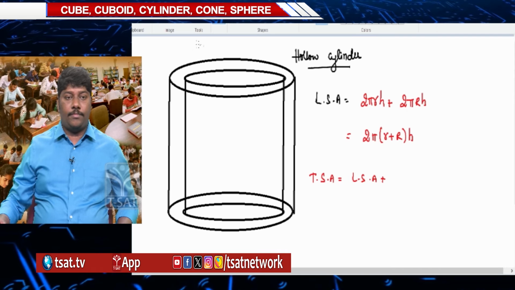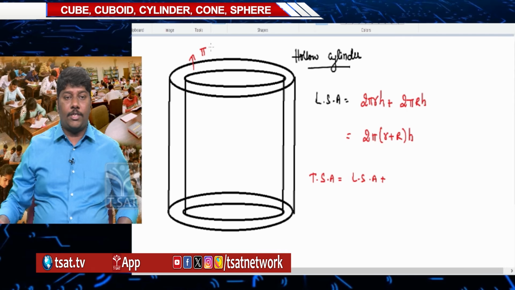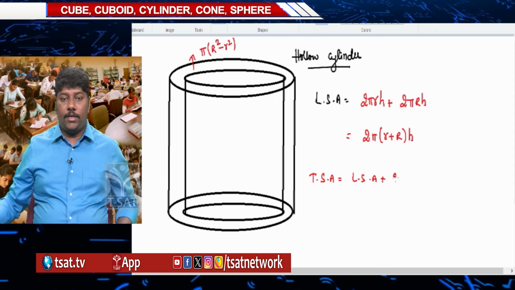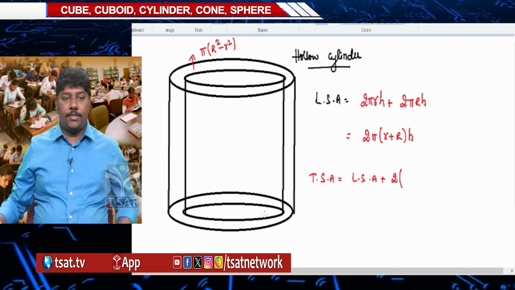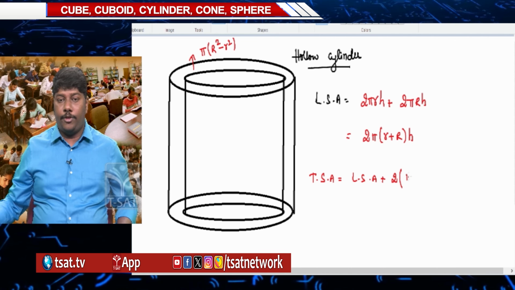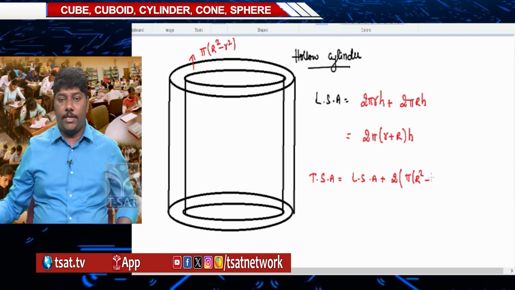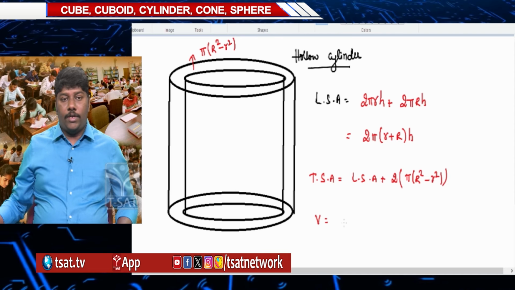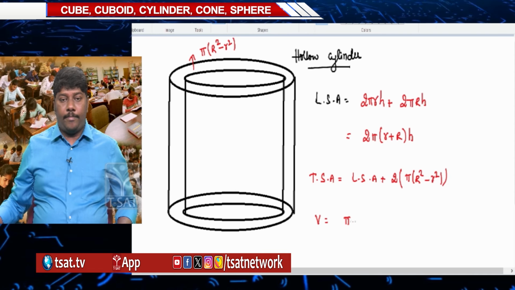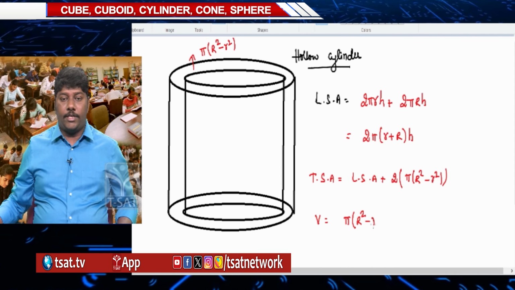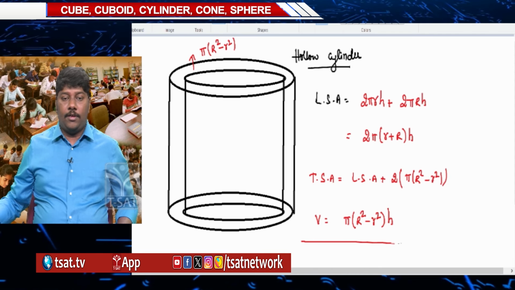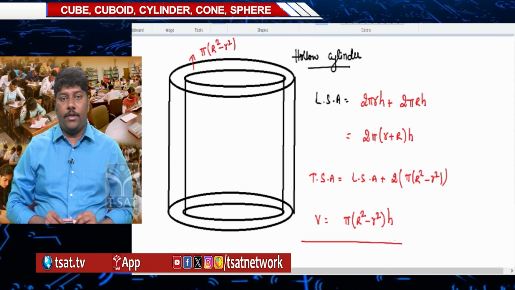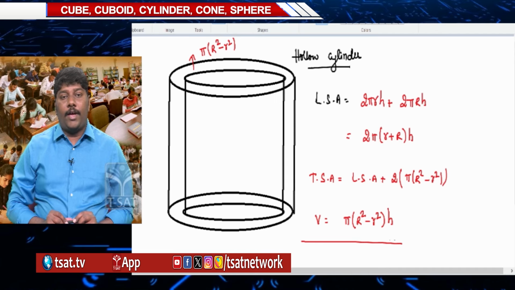When it comes to total surface area, you add the lateral surface area. There are 2 rings. The area of a ring is pi into capital R square minus small r square. There are 2 rings, one is the upper ring and the other is the ring below. So, 2 into pi into capital R square minus small r square. When it comes to volume, outer cylinder, pi into capital R square minus small r square into h. I am just subtracting the volume of the inner cylinder from the volume of the outer cylinder in order to get the volume of the hollow cylinder.